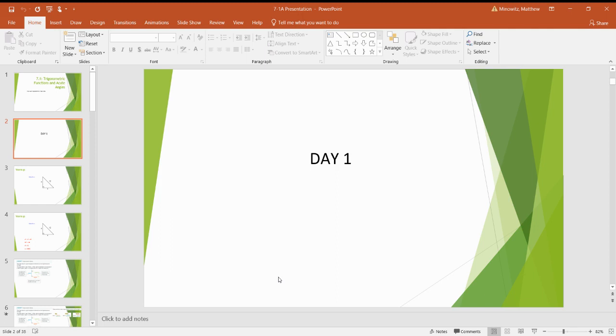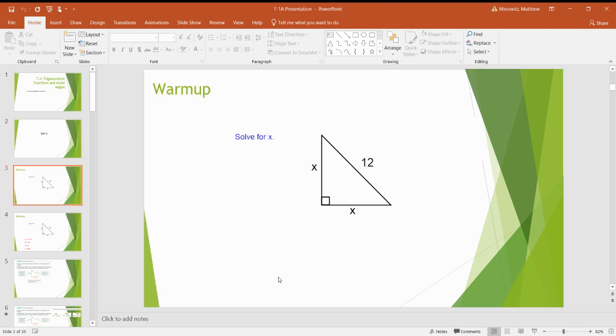We always begin with a warm-up, so let's try it out. Okay, we're going to solve for x. Now think about what you remember about right triangles, pause the video, see how well you can do solving for x in this problem.